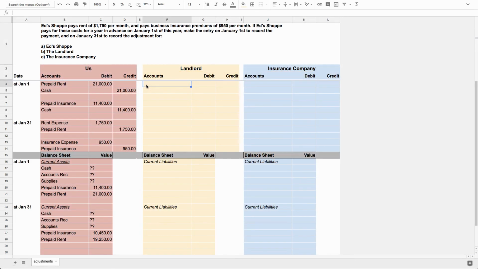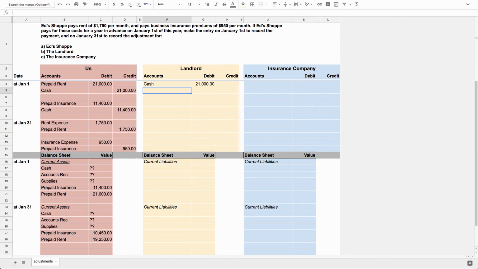Landlord. So that's just the rent one, right? On January 1st, the landlord is getting cash. Ed's shop is giving the landlord $21,000 in cash, right? It's just the reverse. We're receiving the cash as the landlord, so we debit cash $21,000. This is not revenue yet. We've done nothing to earn it. That's the revenue recognition gap, right?